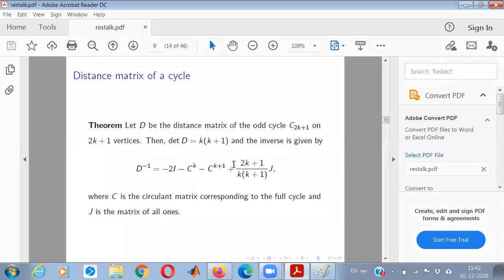So now here, as you can see, the last factor is a rank 1 factor. J is the matrix of all ones. And what you see in the beginning, in the first 3 terms, is a Laplacian, but it's not exactly the Laplacian of the cycle. It's some kind of a thing: you take the circulant matrix corresponding to the full cycle and take the kth power, and then take minus k plus 1.